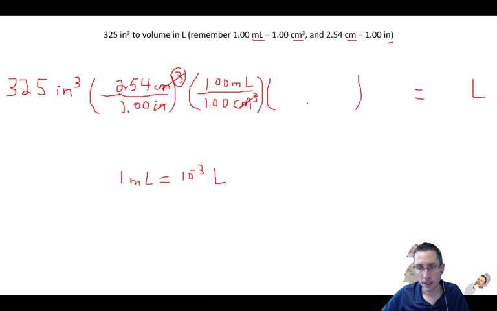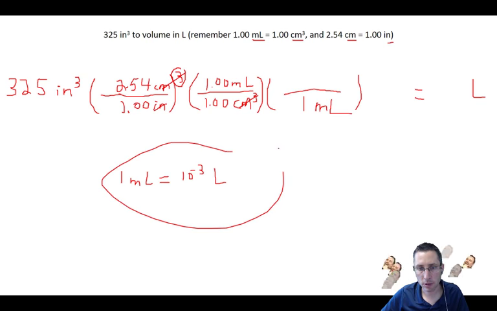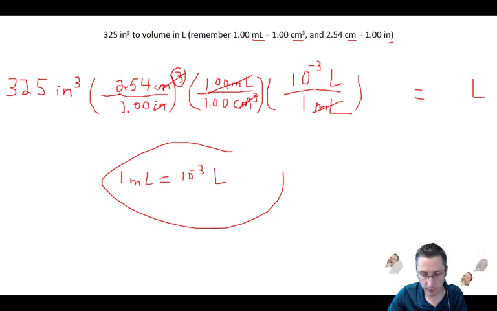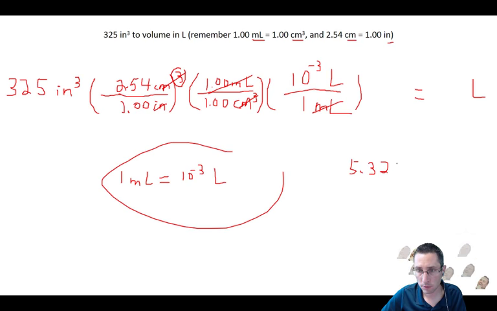Now I'm in milliliters, and now I can get from milliliters to liters using the unit factor at the bottom of the screen here. So 325 times 2.54 times 2.54 times 2.54 times 1 times 10 to the negative 3. I get 5.326. I'm going to have to round this to 3 sig figs, so I'll write 5.33 liters.